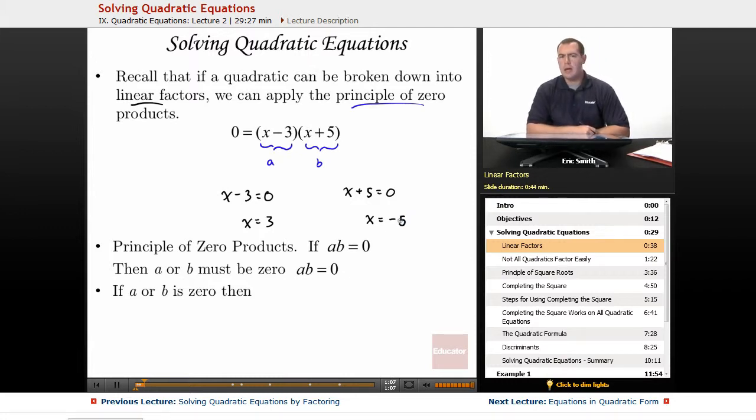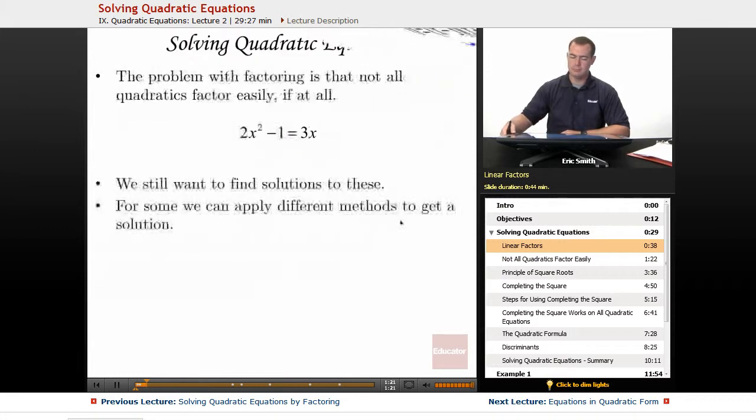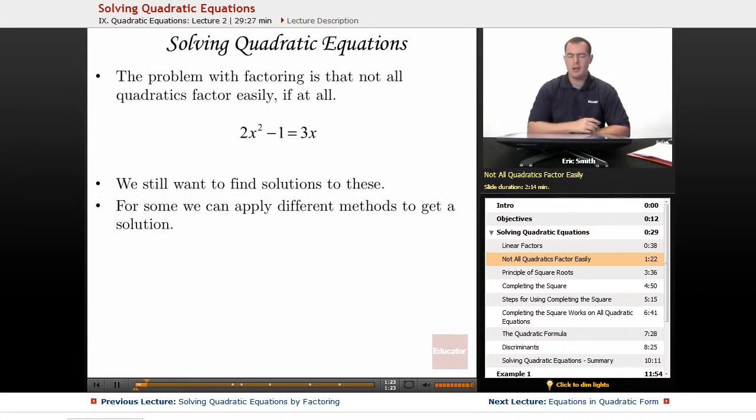Now, of course, one downside to using a process like this is that it really relies on our factoring techniques. So we have to be able to factor one of those quadratics and be able to grab them and set them equal to 0. The reason why that is so much of a problem is because not all quadratics factor easily. In fact, some don't even factor at all if you're really searching around.